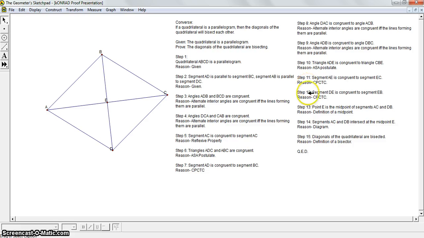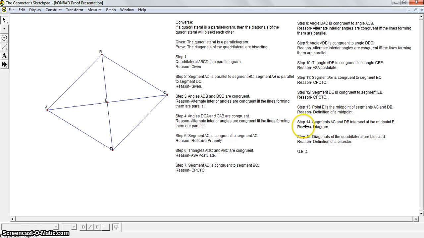Then step 12, segment DE and segment EB are congruent, and the reason is CPCTC. And then now step 13, point E is the midpoint of segments AC and DB. And the reason is the definition of the midpoint.